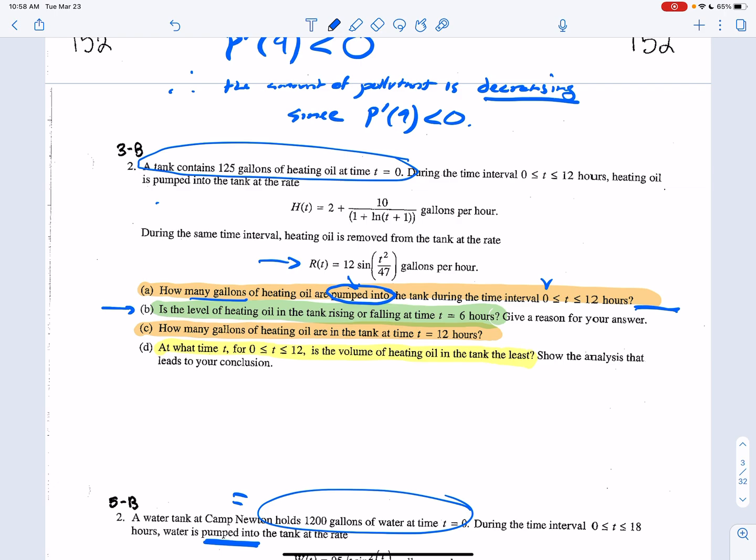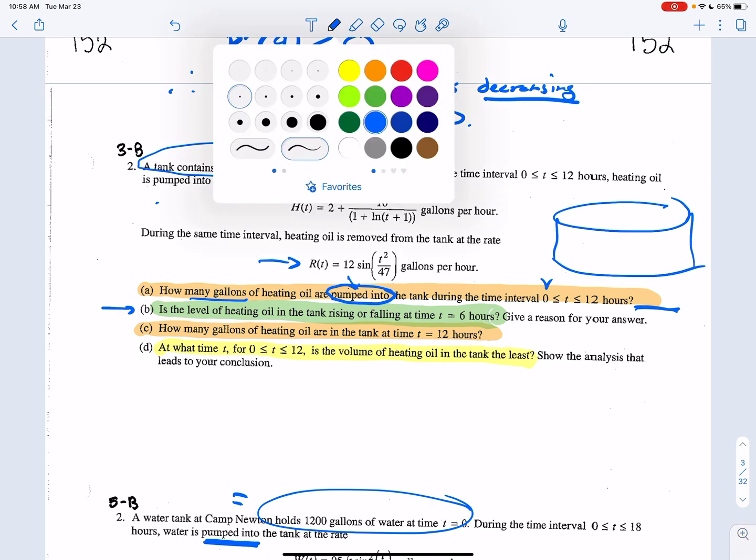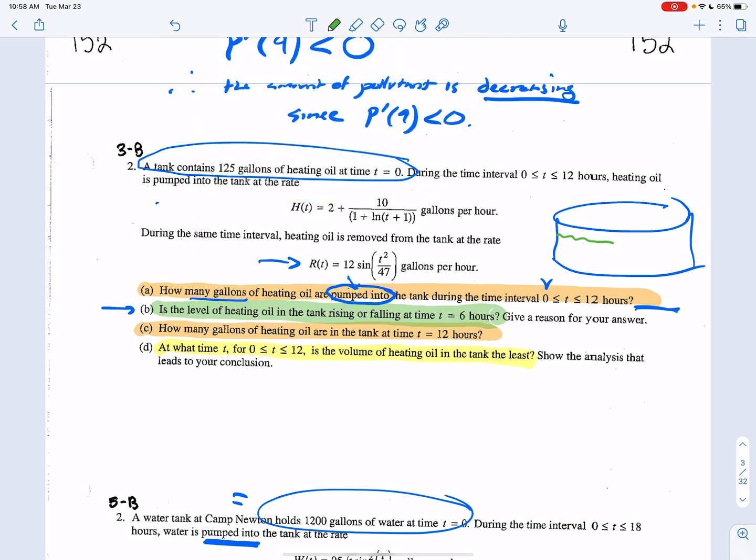So, you have this tank, okay? It's not necessarily a cylinder, but just to give you an idea. You've got all this oil, and there's oil going in, and then there's oil leaving the tank too. So this right here is the level of heating oil. Is it going up or going down?